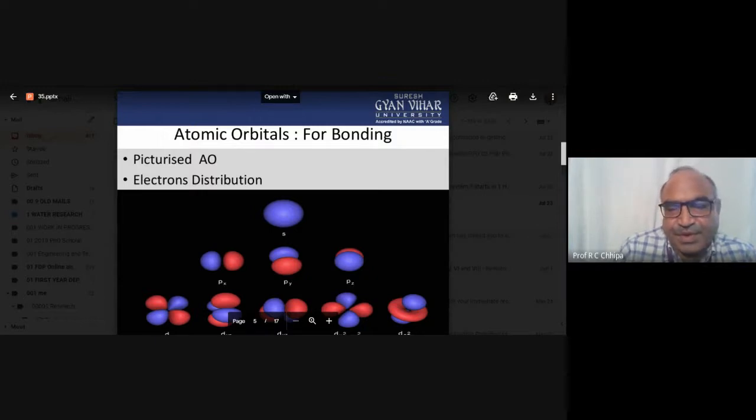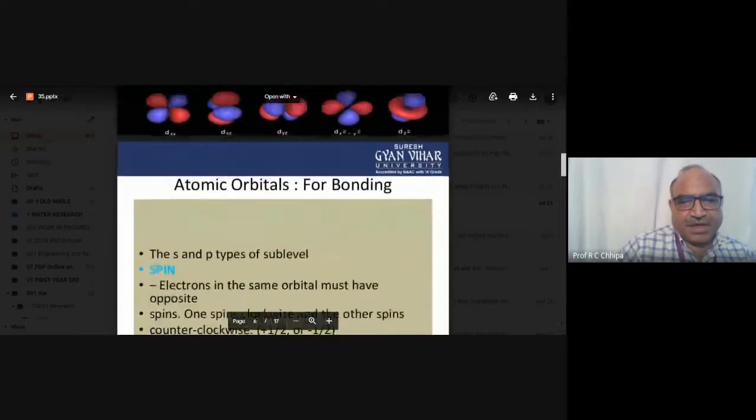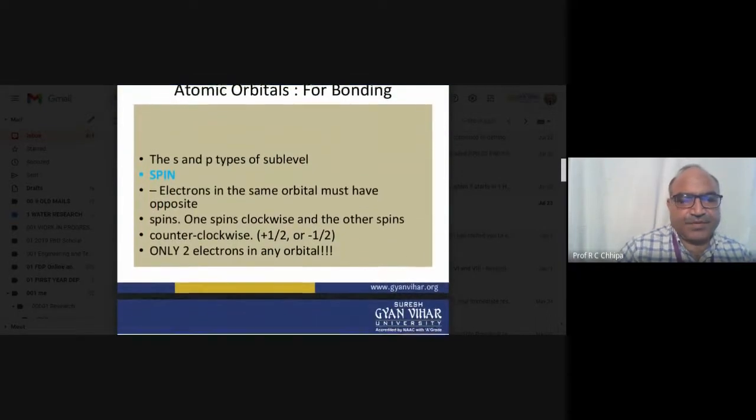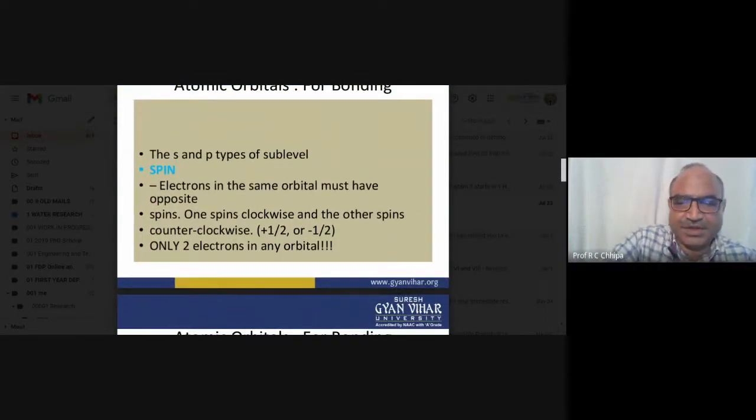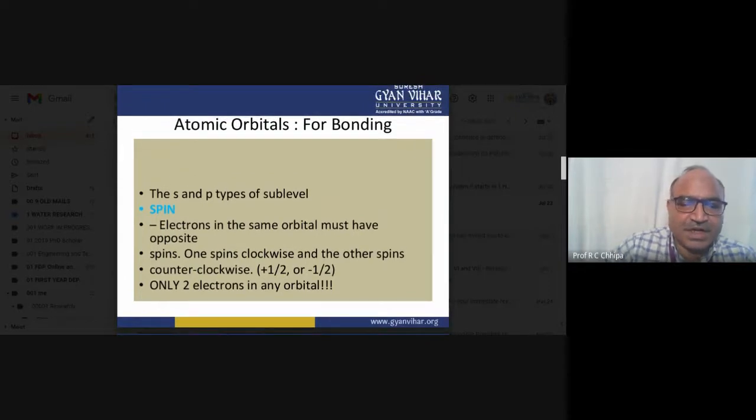These atomic orbitals define the well-known shapes: the P atomic orbital shape, the D atomic orbital shape, the F atomic orbital shape. So this one is the important answer. Now the next slide, so we have to continue. Here one more thing is there: the sublevels are also important, along with the spin, and the most important one is the spin.